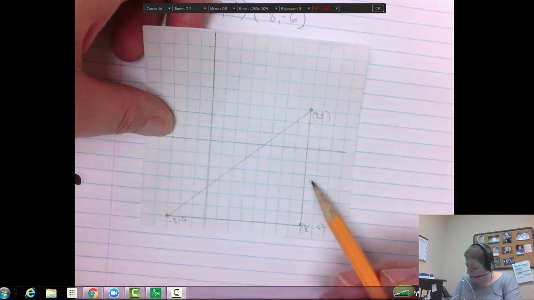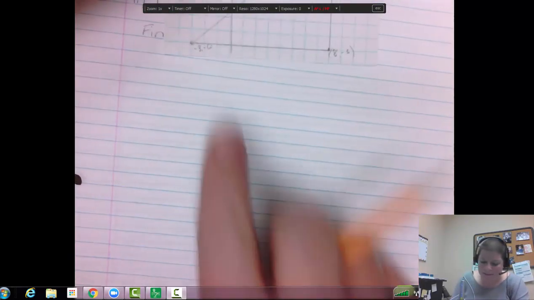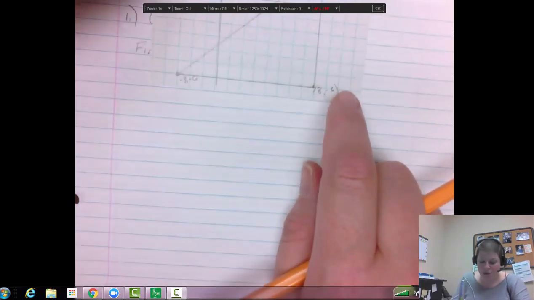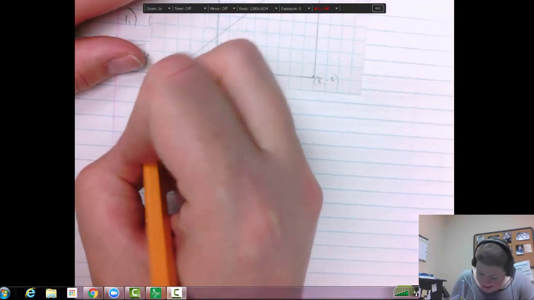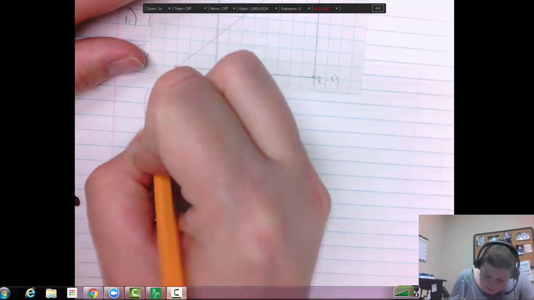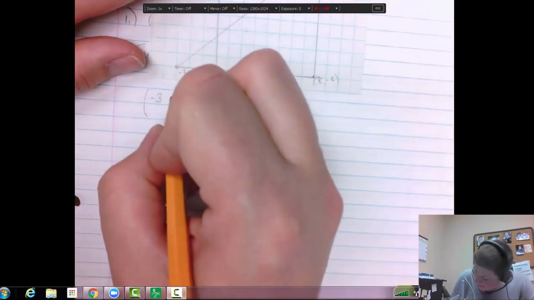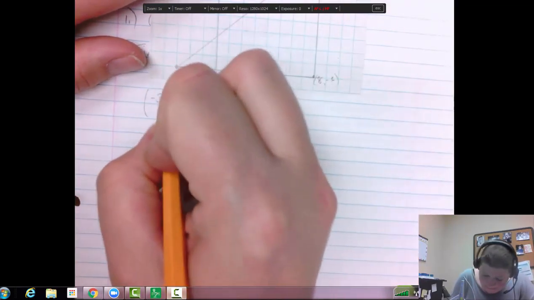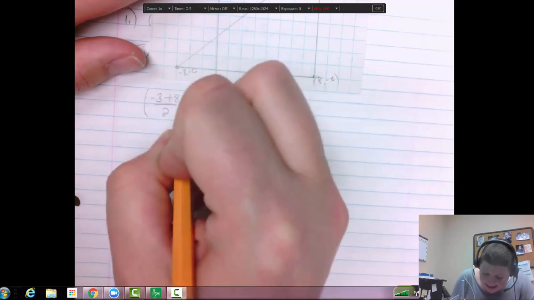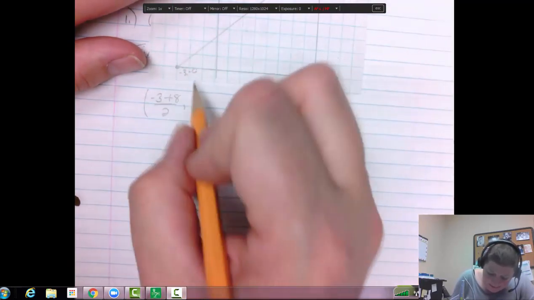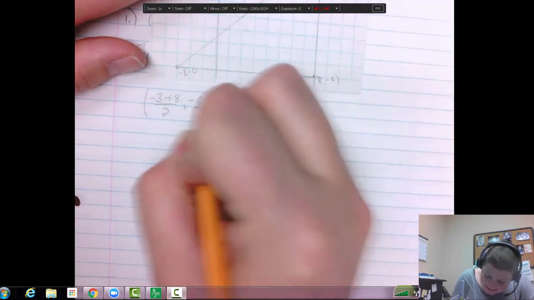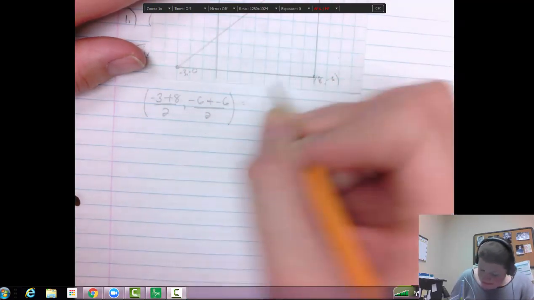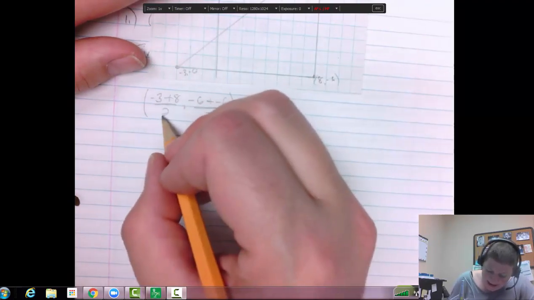So let's start with midway between on these bottom 2 points. So we would take, for halfway, we would take -3 and 8, and we would add them. And we divide it by 2, right? And that's halfway for the x's. And then for the y's, I would take the -6 and I would add it to the -6 and I divide it by 2.